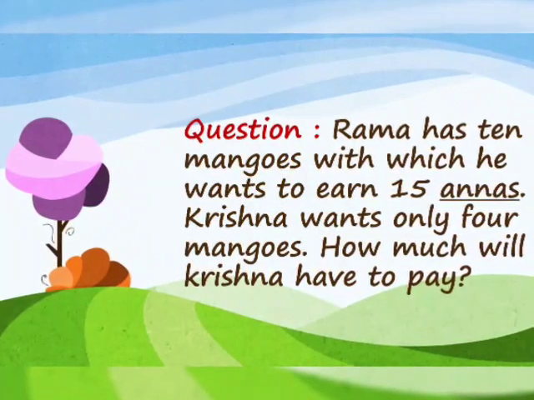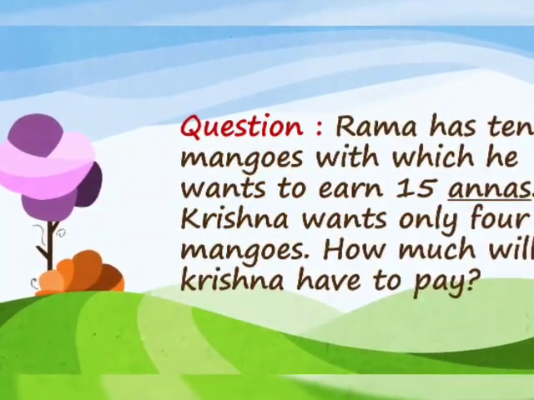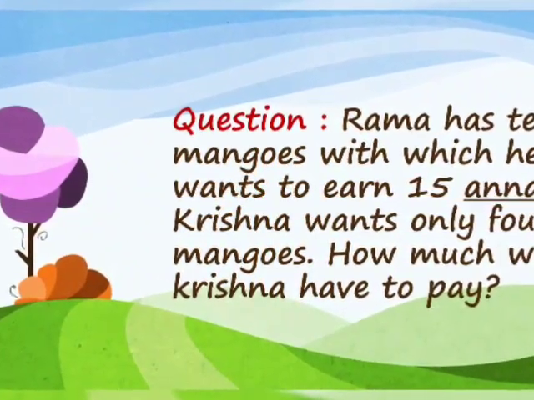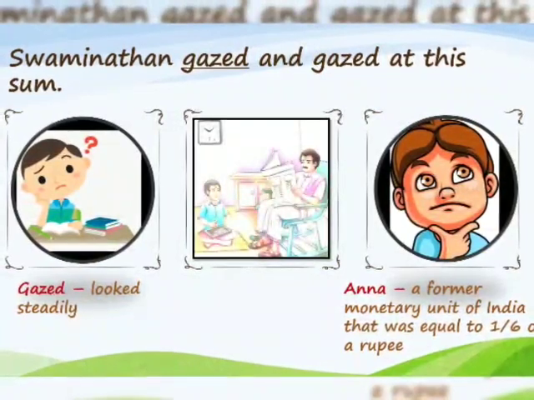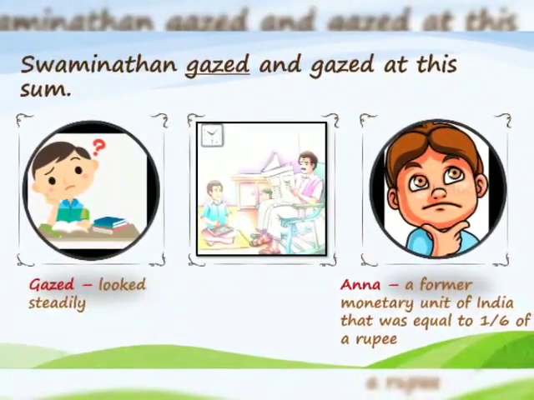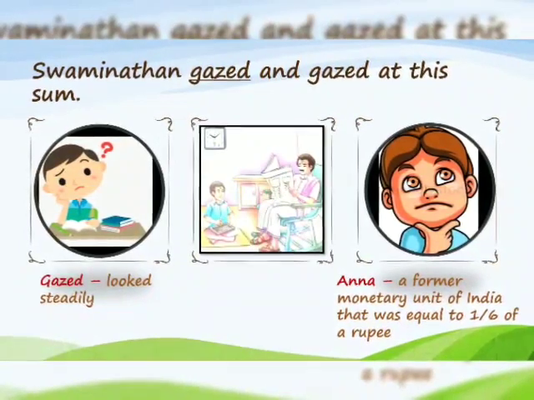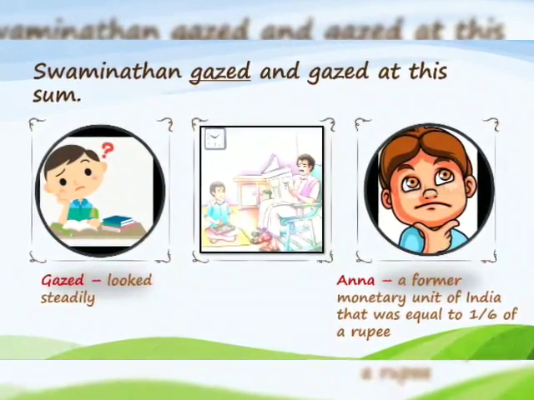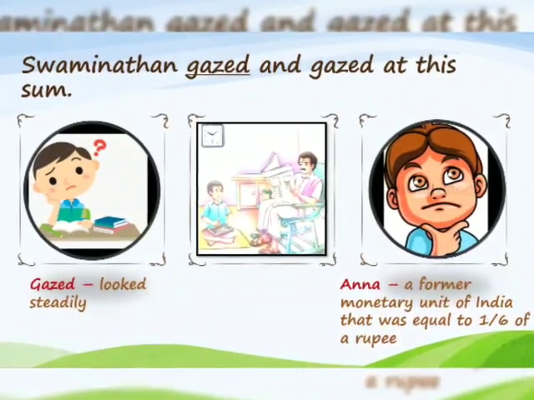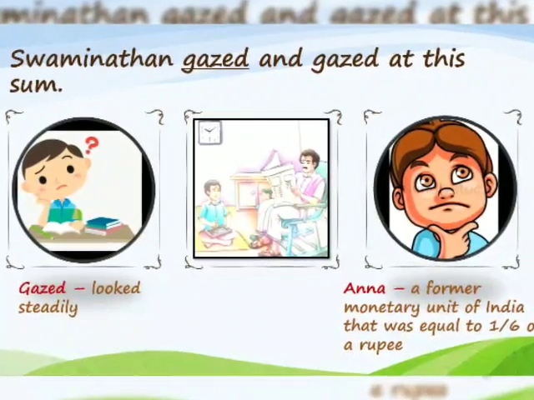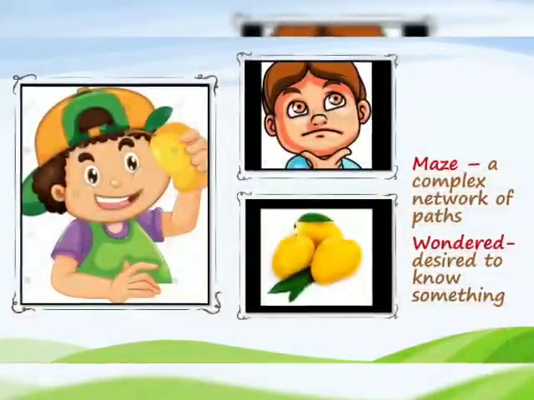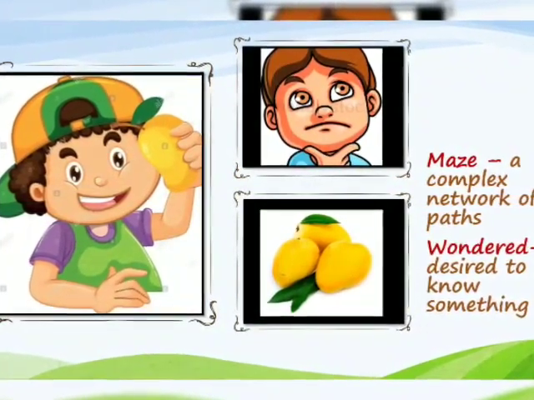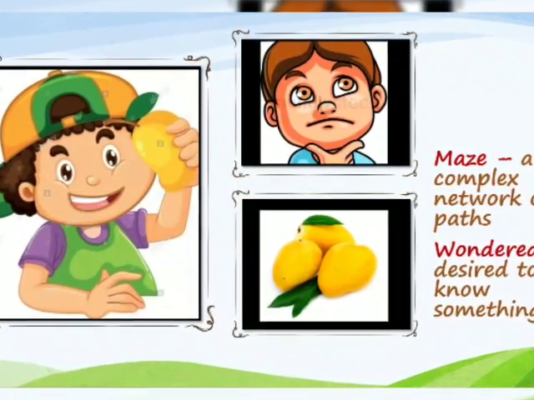Rama has 10 mangoes with which he wants to earn 15 annas. Krishna wants only 4 mangoes. How much will Krishna have to pay? Clear? Swaminathan gazed and gazed at the sum, and every time he read it, it seemed to acquire a new meaning. Swami had the feeling of having stepped into a fearful maze. His mouth began to water at the thought of mangoes. Here, maze means a complex network of paths, and wondered means desire to know something.